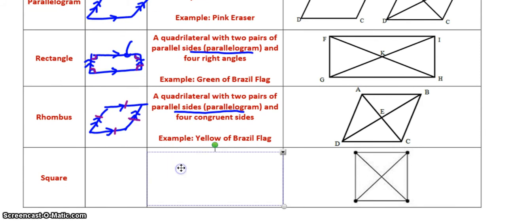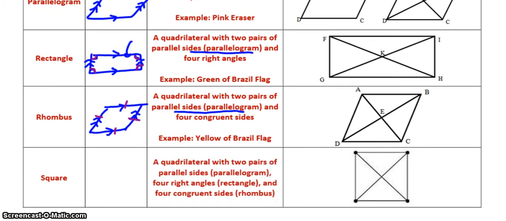Lastly, we have squares. Squares have it all. Squares are quadrilaterals with two pairs of parallel sides, meaning they're parallelograms, four right angles, meaning that they are also rectangles, and four congruent sides, meaning they're also rhombuses. So when I draw myself a square, I'm going to have to load it up with a whole bunch of stuff. I got the parallel sides of the parallelogram. I got the four right angles of the rectangle, and I've got the congruent sides of a rhombus.